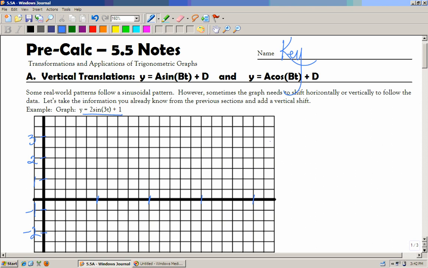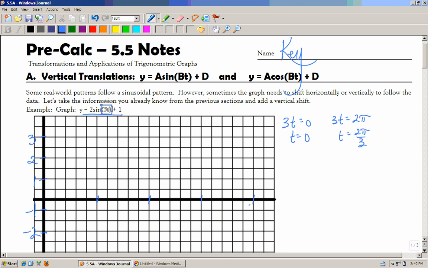If we want to know the beginning and end of our function for the period, we start with the thing in the parentheses, which is 3t. The beginning of the period is usually 0, and the end of a normal sine function is 2 pi. So if we solve for t, it starts at 0, and it ends at 2 pi over 3.